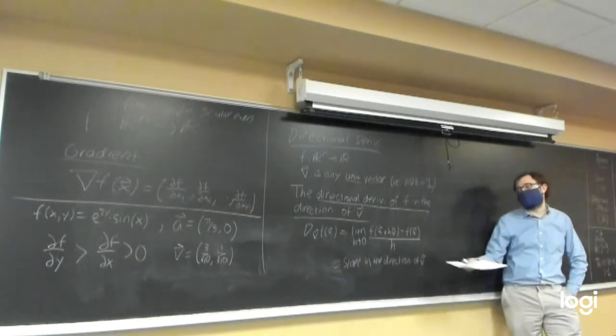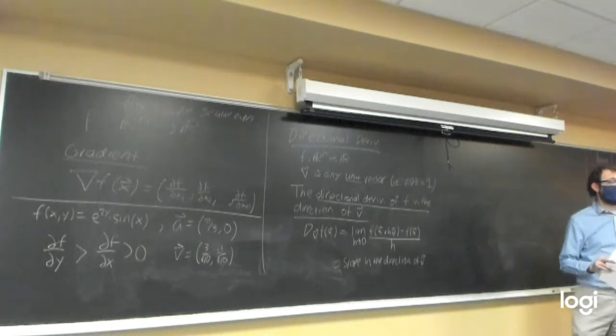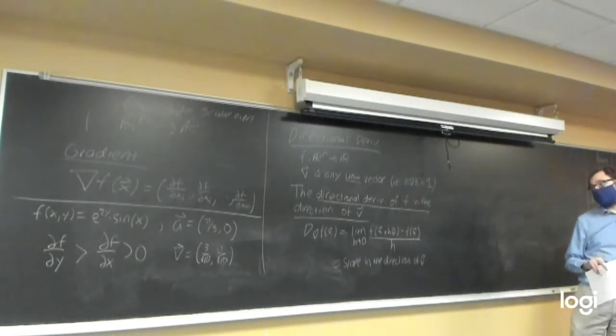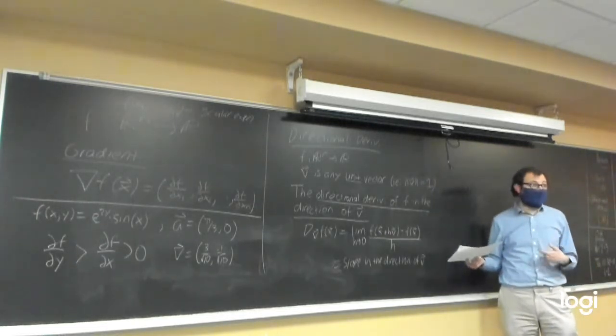And then typically you would plug in a specific point for x. You plug in some a and say, if we're standing at point a, traveling in the direction of v, the slope is going to be given by this expression.